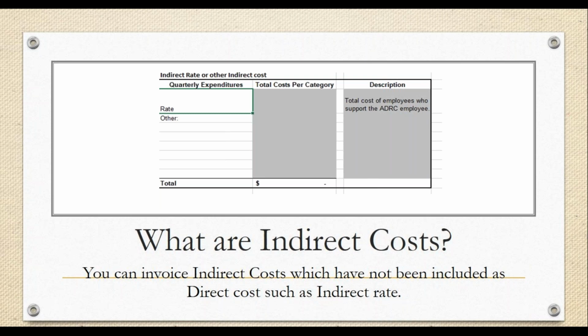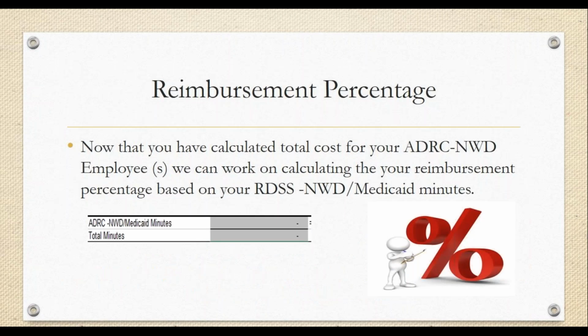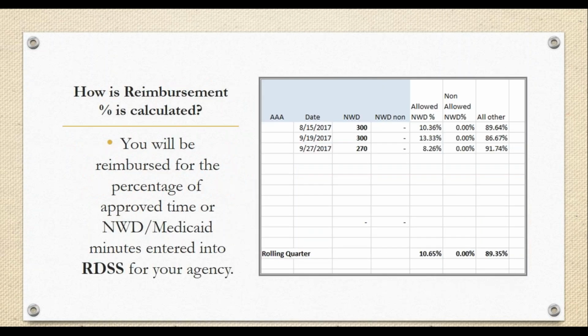So once we have total costs, we can now look at what your reimbursement methodology will be. How that is determined is that each employee will enter in their time. I will take all the employees and add it up, and then see how many minutes you have recorded in 6B and 6C in comparison to total minutes, and that will be your reimbursement percentage.